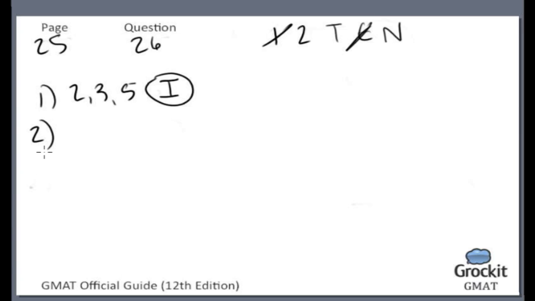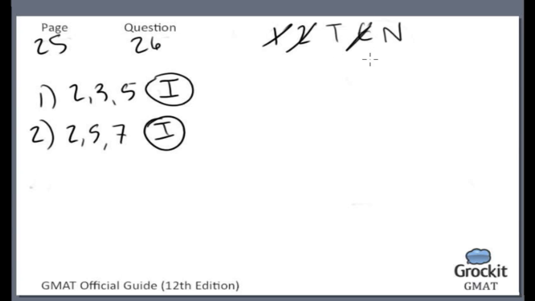Let's hope it is. Statement 2 says each of the integers 2, 5, and 7 is a factor of p, which is potentially useful, but even still, this is not a comprehensive list of the factors of p. So without knowing that, we can't tell anything about p. So statement 2 is also insufficient on its own. We can cross off number 2.